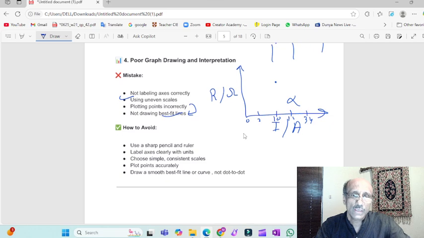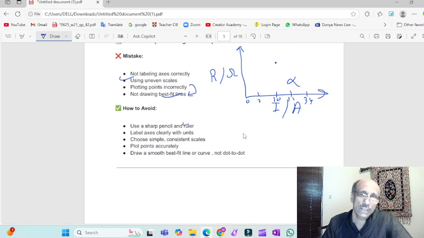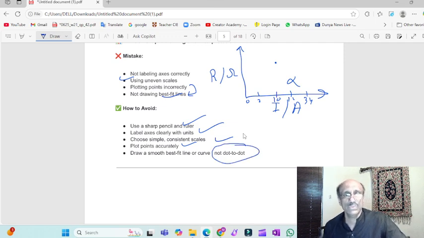How to avoid? Sharp pencil and the ruler. That is a really, really very important thing. When you use a thick pencil, then you will not get the required gradient as well. Label axis properly. Choose a simple, consistent scale. Draw points accurately. And then, specifically in physics, do not join points dot to dot.